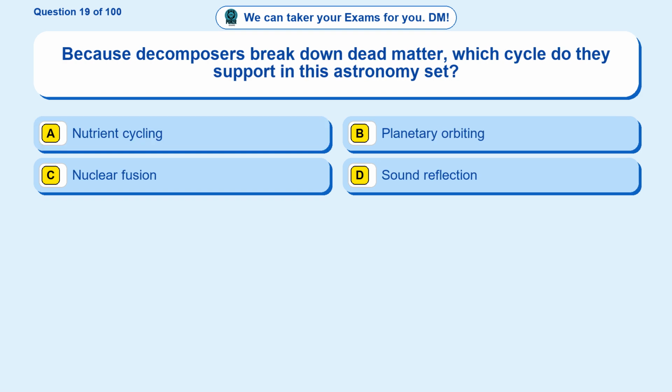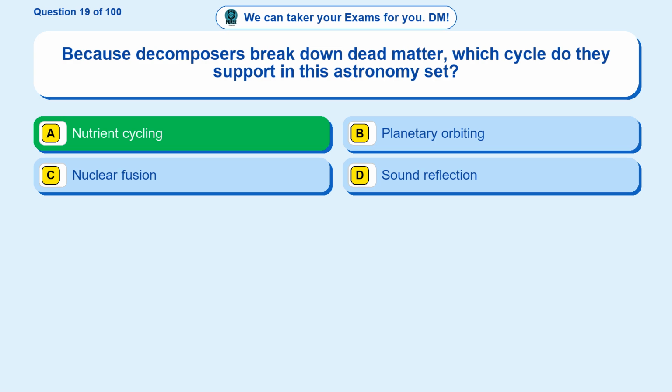Question 19. Because decomposers break down dead matter, which cycle do they support in this astronomy set? Option A. Nutrient cycling. Option B. Planetary orbiting. Option C. Nuclear fusion. Option D. Sound reflection. The correct answer is option A.